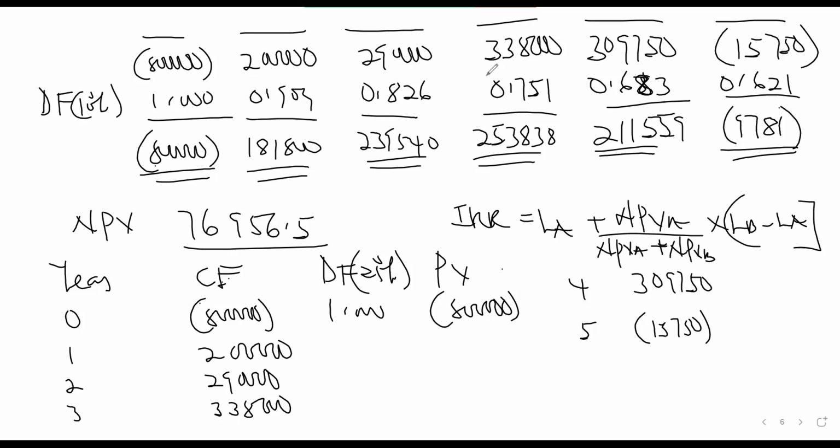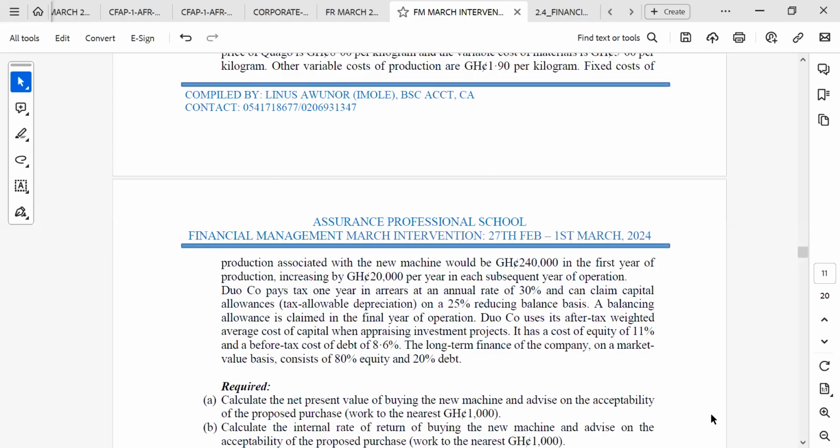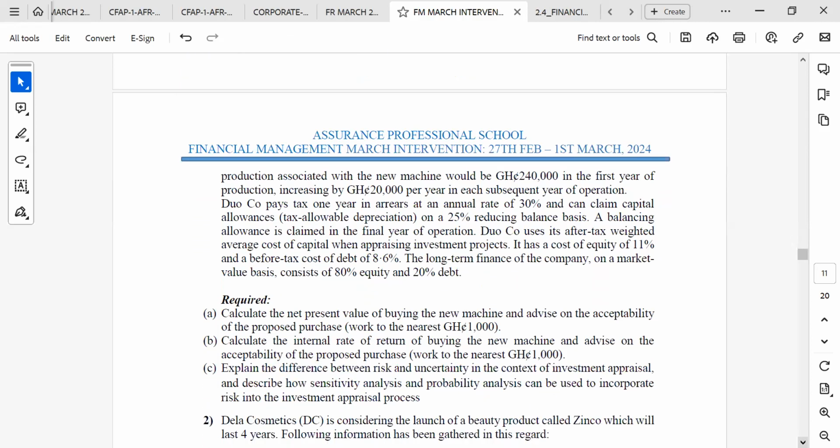Let's pick another question then. Are you not doing the C? The C says what? Explain the difference between risk and uncertainty in the context of investment appraisal and describe how sensitivity analysis and probability analysis can be used to incorporate risk into the investment appraisal process.